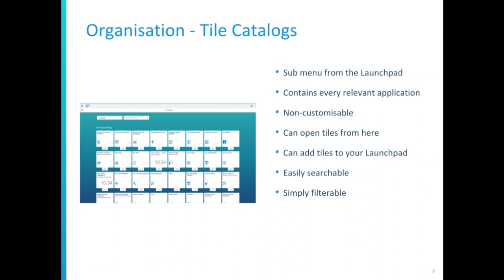So behind that homepage, you've got the tile catalog. This screen isn't customizable, and it contains every single application that you or your user has access to. So that might include a lot of stuff that you don't actually necessarily need. So in here, you can look at what you want and then simply add it with a one button click to your home screen, and that allows you to build up a nice streamlined home screen for yourself.